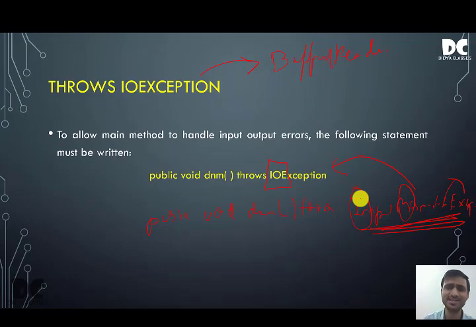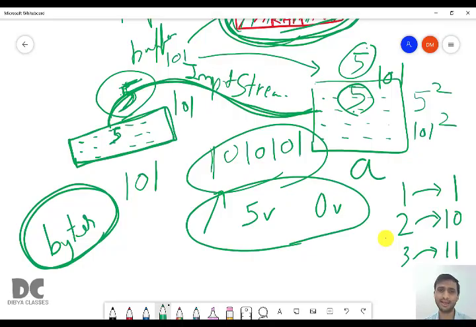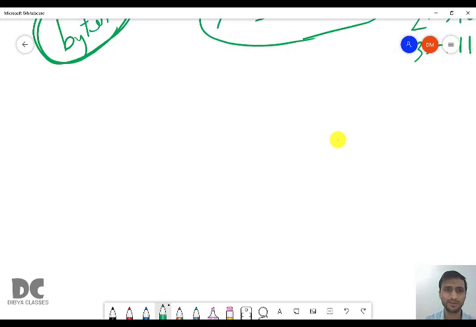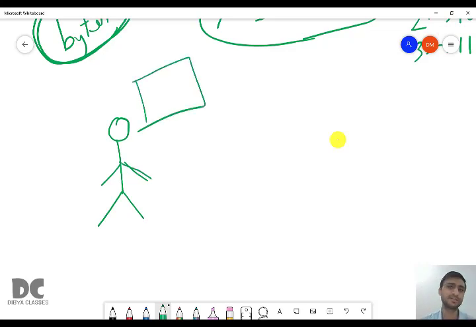So what does this line actually mean? What does this throws IOException or this throws InputMismatchException actually mean? Let us understand with the help of an example. You are solving a maths problem. Your teacher has given some problem, and you are trying to solve it and you are not able to.